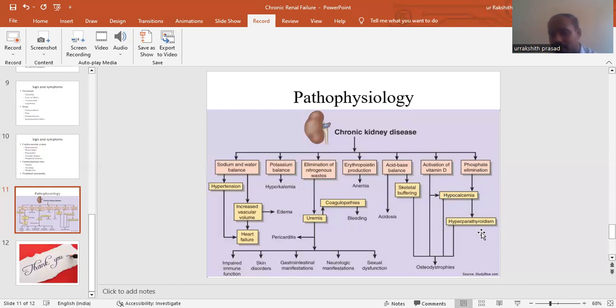It is a disorder of the parathyroid glands. From that it leads to osteodystrophy, where the bone is going to get fractured. This is a kind of osteoporosis. So these are the different pathophysiologies that occur because of chronic kidney disease.